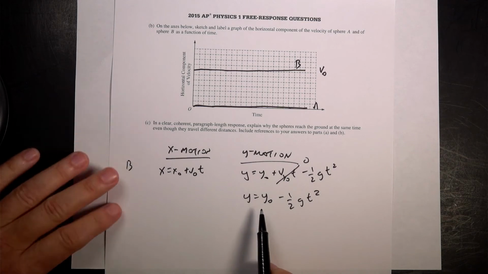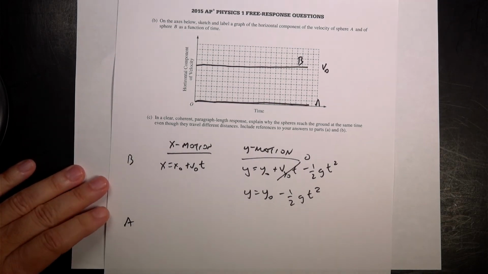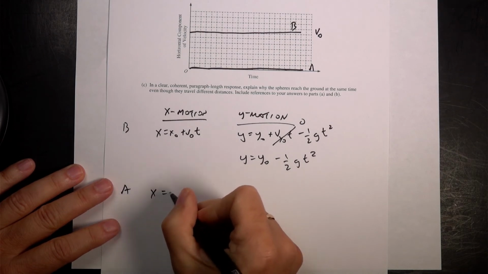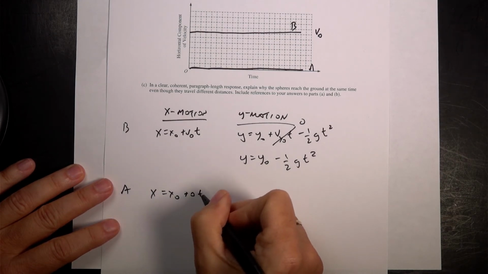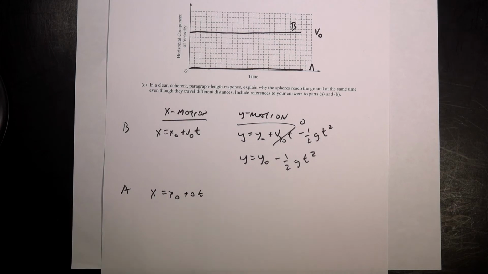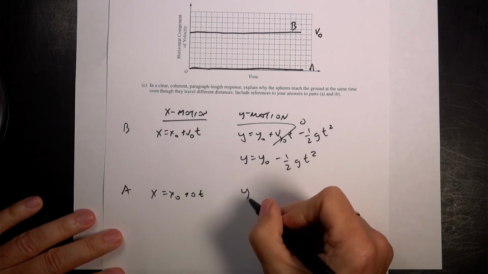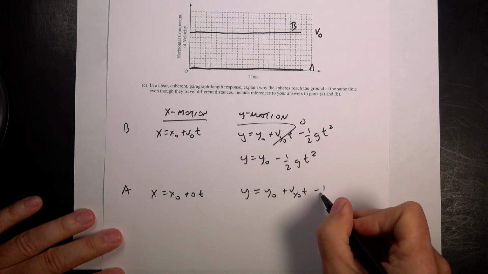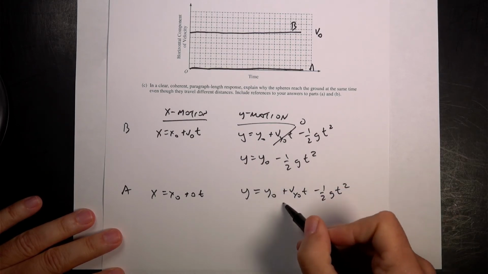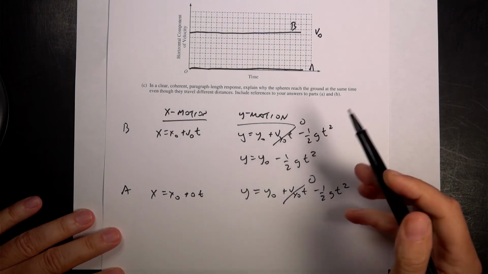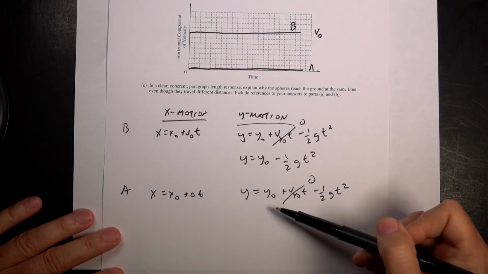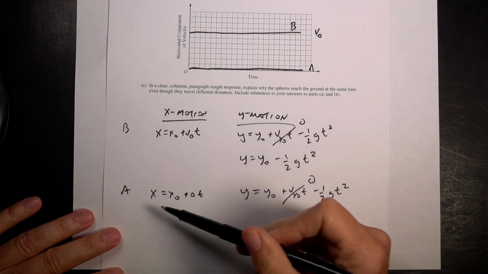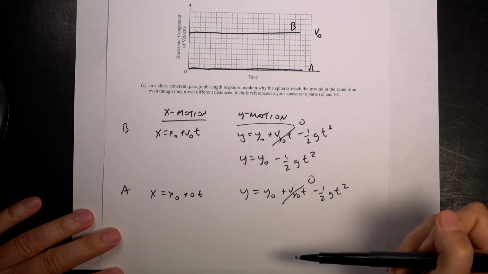That's the vertical motion. Now, if I look at object A, its X motion uses the same equation, but I have X equals X0 plus 0t, because it has 0 x velocity. But who cares? And then in the y motion, I have y is y0 plus vy0t minus 1/2 gt squared. And again, this has 0 velocity. So in the y motion, they have the identical y motion equations. They're identical. The x motion is not the same, but the y motion is the same.